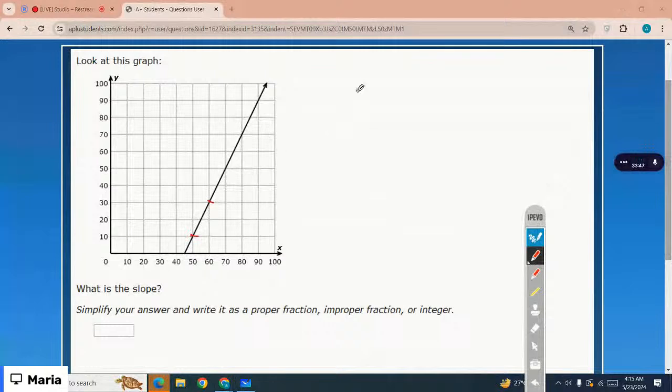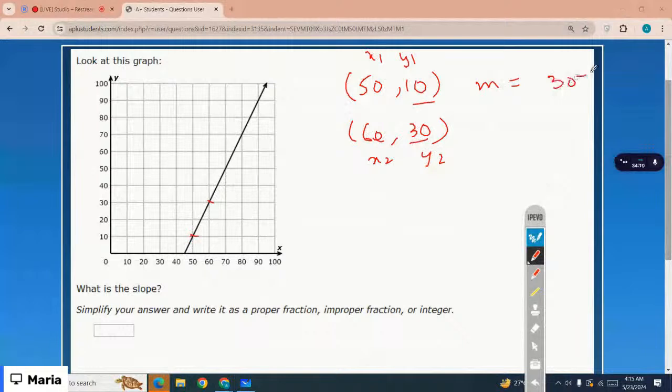So the coordinates for this point is x is 50, y is 10. For this one, x is 60, y is 30. This is x1, y1. This is x2, y2. So the slope is y2 minus y1 over x2 minus x1: 30 minus 10 divided by 60 minus 50. That is 20 over 10. So the slope is 2. The correct option is 2. Got it? The slope is 2.